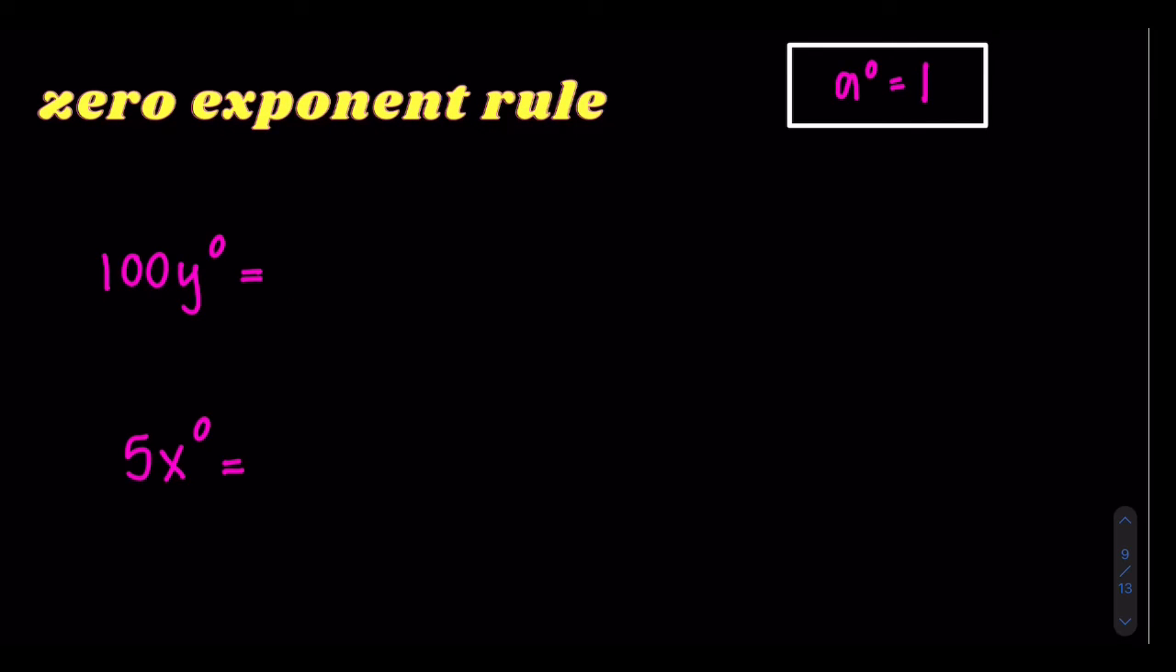Here we have 100y to the 0th power. Now we know that anything to the 0th power is 1, therefore the answer to this would be 1. Same for our bottom example. We have 5x to the 0th power. The rule still applies, therefore the answer is also 1.